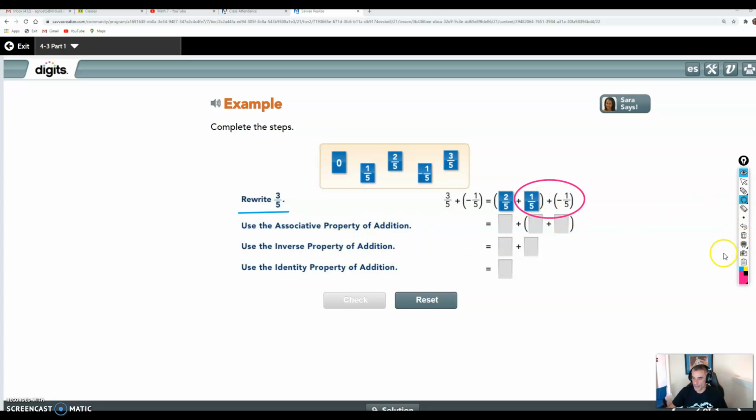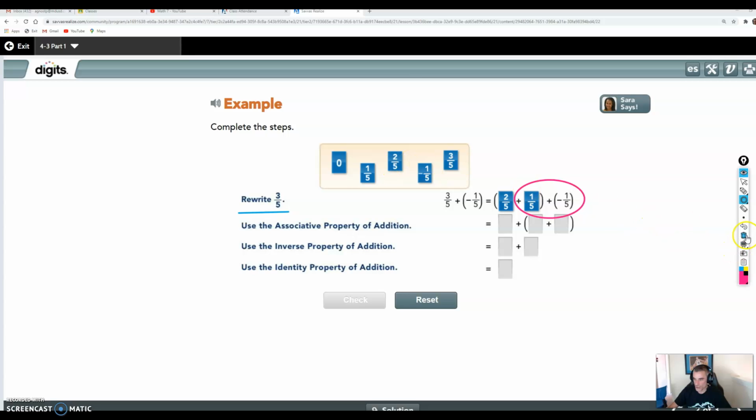So on the second step, it says use the associative property of addition. The associative property of addition just says, hey, when you're adding a bunch of things together, it really doesn't matter what order you add them in, right? If I have 2 plus 4 plus 5, I can do the 4 plus 5 first, or I can do the 2 plus 4 first. It doesn't matter. My end result, either way that I do it, is going to be 11, right? So basically what we're doing is we're just moving the parentheses.